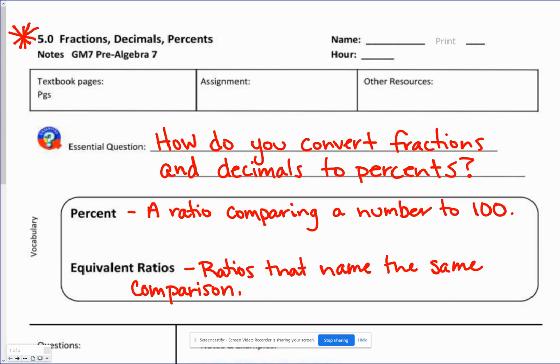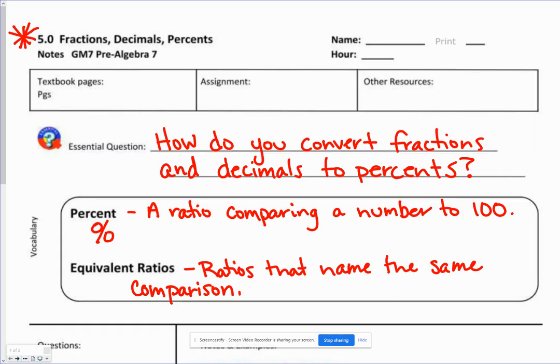What is a percent? A percent is a ratio comparing a number to 100. So there's always a 100 on the bottom. If you think about the percent sign, it kind of looks like 100. So here is the percent sign. That's kind of a 1 with two zeros.